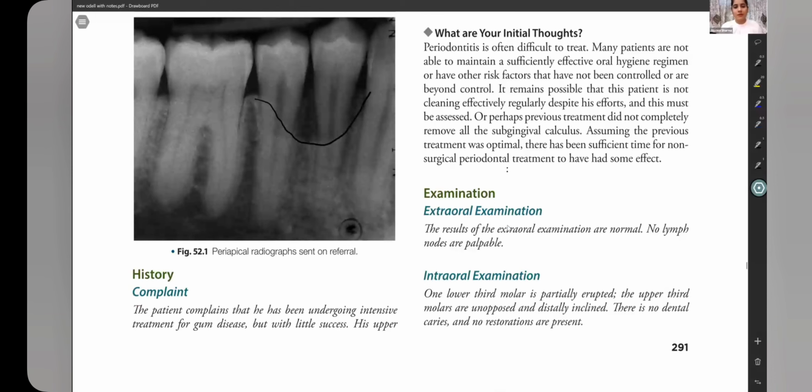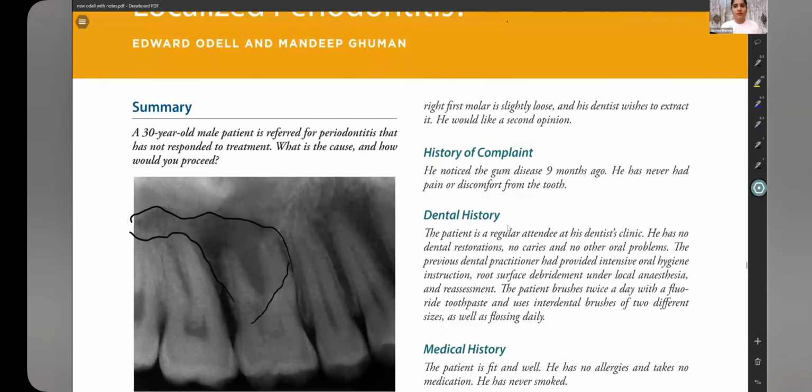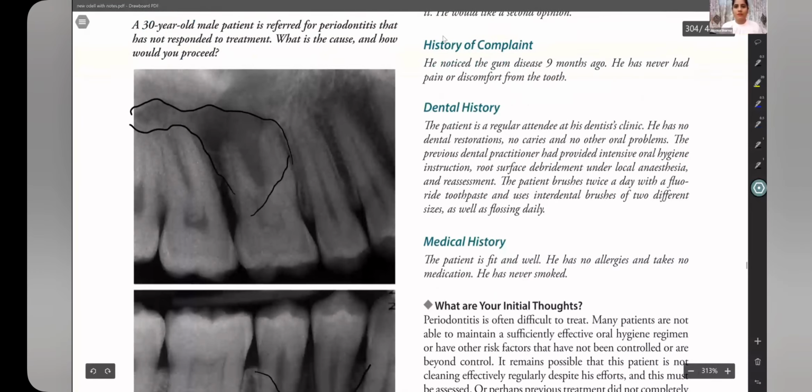Now the patient complains that he has been undergoing intensive treatment for gum disease, but with little success. His upper right first molar is slightly loose now, and his dentist wishes to extract it. He would like a second opinion. He noticed the gum disease 9 months ago. He has never had pain or discomfort from the tooth.